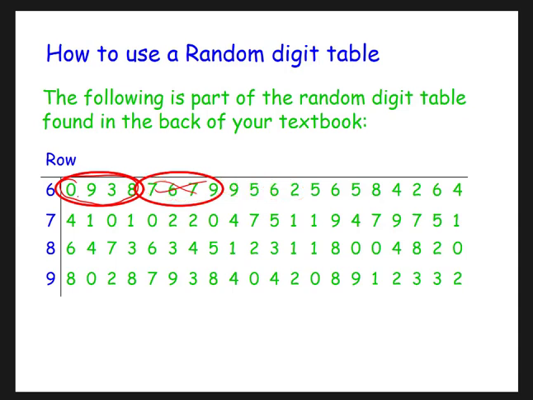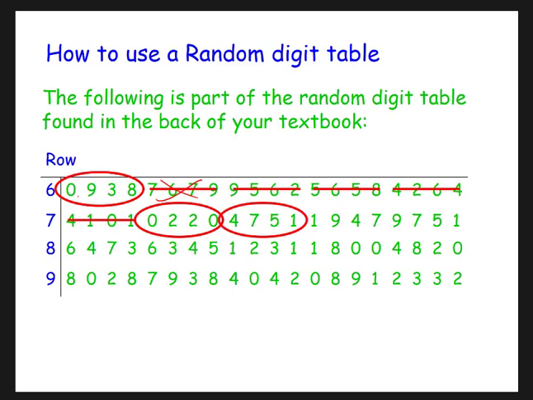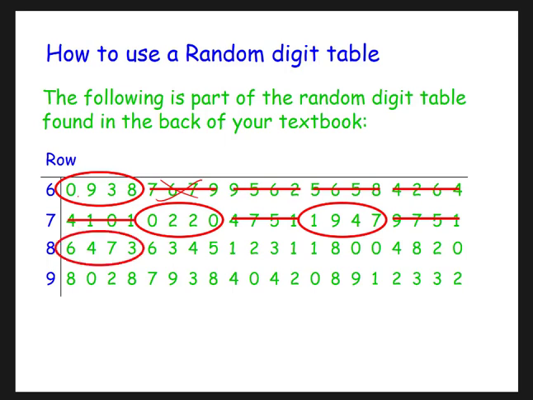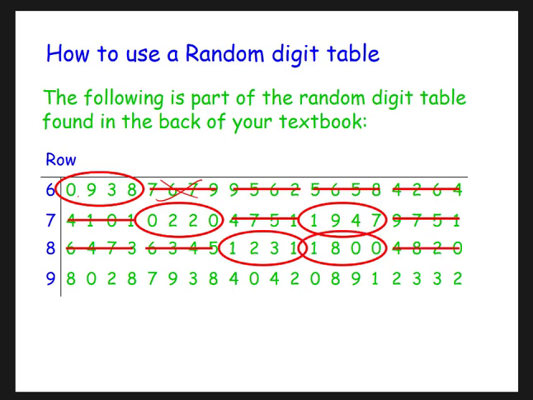So you can see that one isn't used because it's more than 2,000. That one's not going to be used because it's more than 2,000. That one's 220. That one we'll use. 4,000, that's more, too big. 1,947, that one we'll use. That one's too big. 1,231, that's in our range. We'll use it. 1,800, we'll use it. 4,000 is too big.